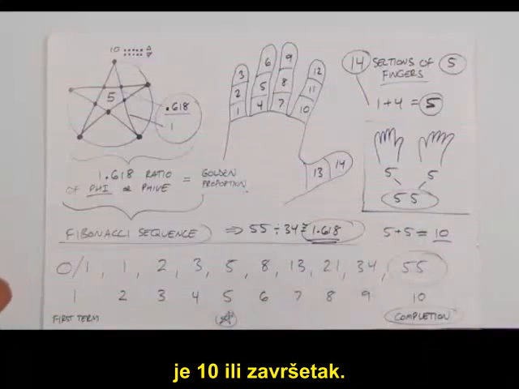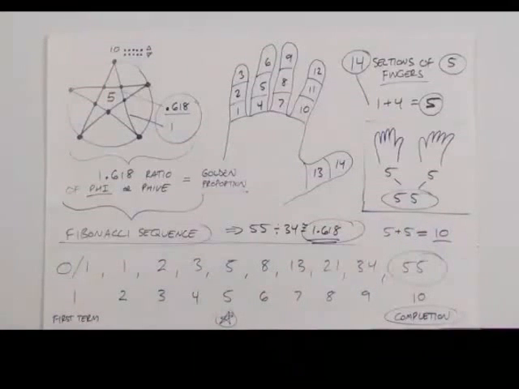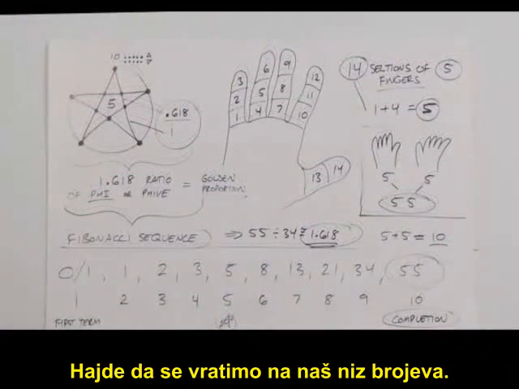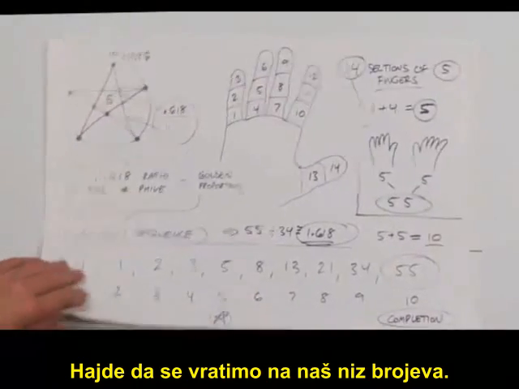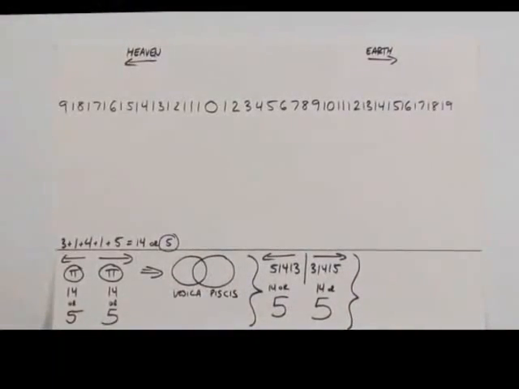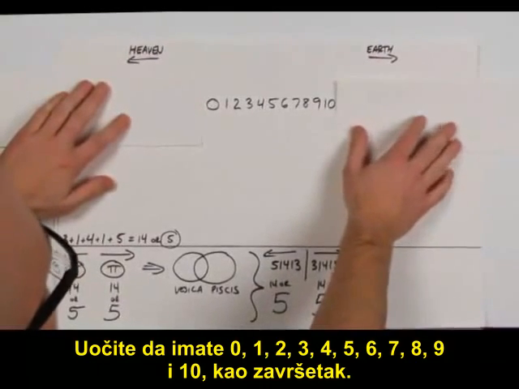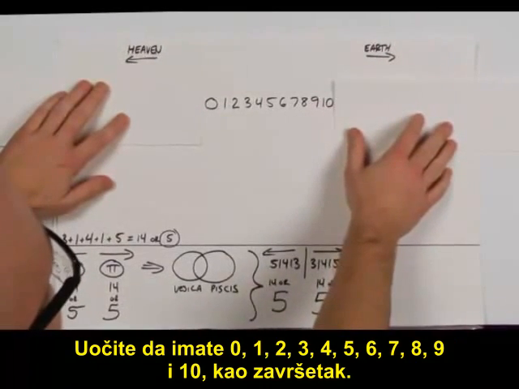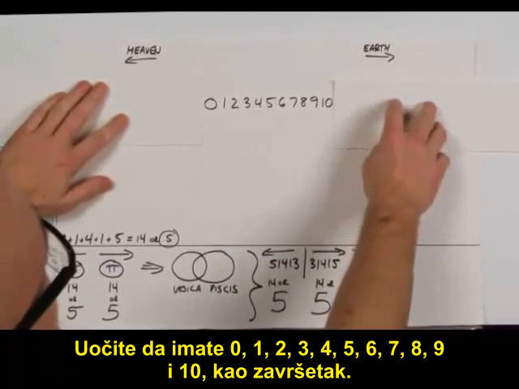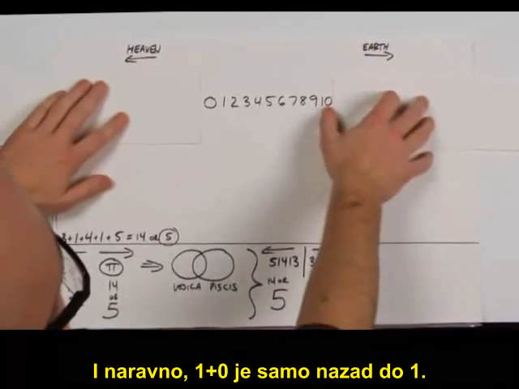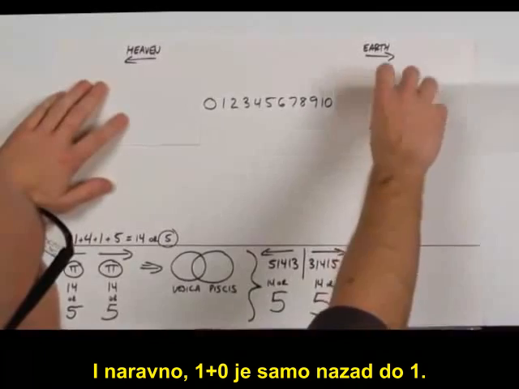is 10, or completion. Let's go back to our number line. Notice you have 0, 1, 2, 3, 4, 5, 6, 7, 8, 9, 10 being completion. And of course, 1 plus 0 is just back to 1.